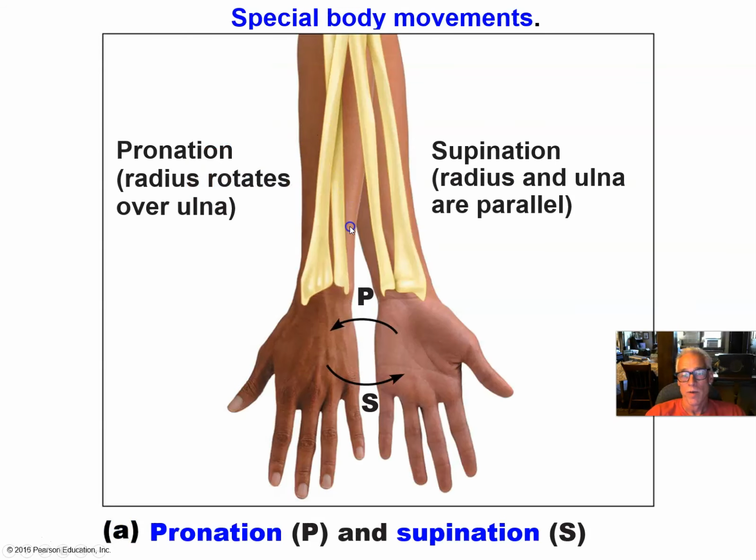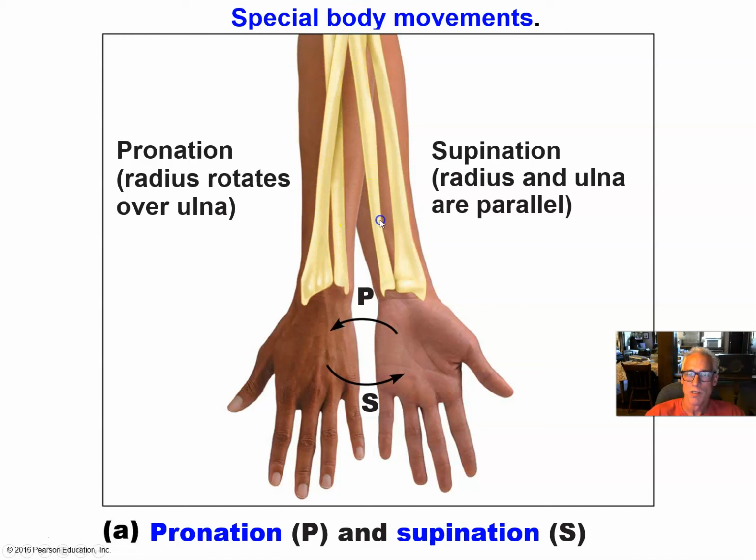Here's a special movement allowed at the forearm only. When the forearm is in anatomical position, you can see that the radius and ulna are parallel to one another, but the palm, the wrist, is attached to the radius bone, and so if you rotate the radius at the proximal end, then the hand will flip over as the bone rotates, and it will form an X-like arrangement with the radius flipped over top of the ulna.